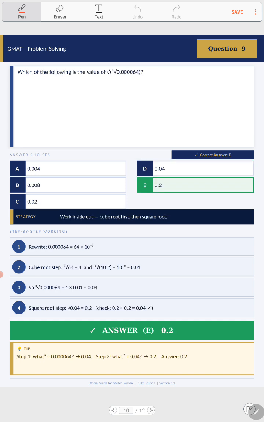Next question. So how is this question solved? First of all, changing 0.00064 to 64 times 10 raised to the power of -6. But we can also write it this way. This is the same thing as 64 over 1 million. 64 over 1 million, of which we can now take the square root.